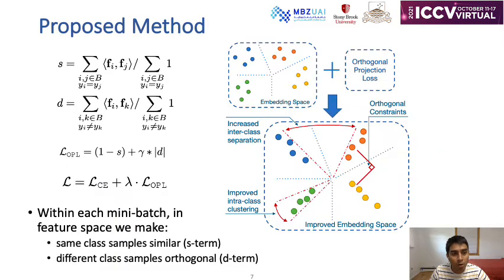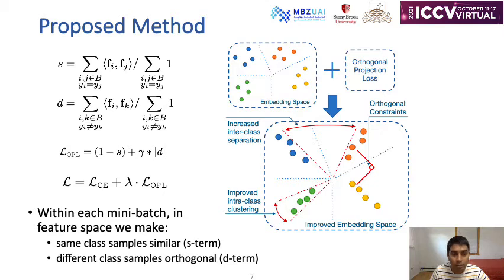Moving on, the exact implementation is done using a cosine similarity operator on these two sets of samples, where the term S includes all same class samples and the term D involves all different class samples. And the cosine similarity operator adds an orthogonality constraint on the different class samples when we try to minimize this D term, and it pushes all the same class samples together when we try to increase or maximize the S term. And OPL is simply a linear weighted average of these two terms.